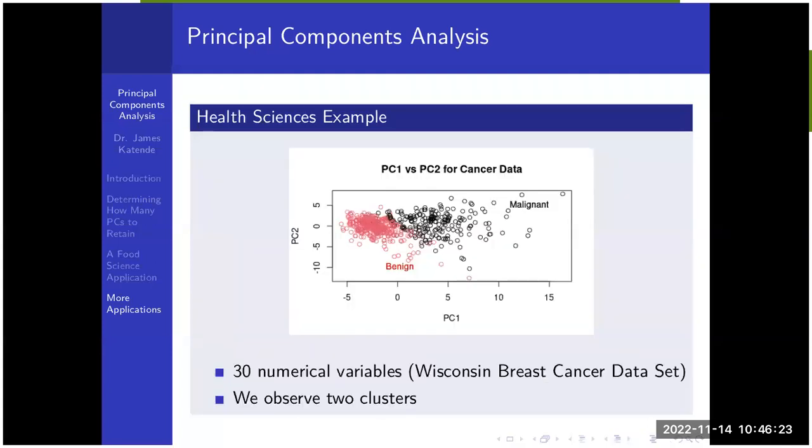Maybe this one now is from the health sciences. This was some 30 numerical variables. They took some images of some breast cancer cells, I think, and took 30 different measurements from them.